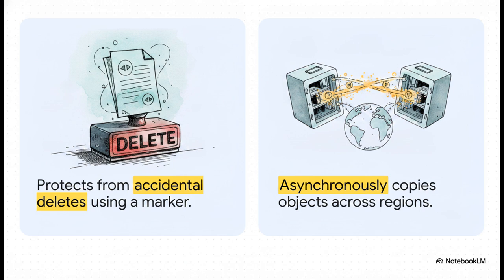Pretty neat, right? S3 replication allows you to asynchronously copy objects across entirely different regions for high availability. But actually, here's the architectural catch you need to remember for the exam. Enabling replication absolutely requires versioning to be enabled on both the source and the destination buckets.